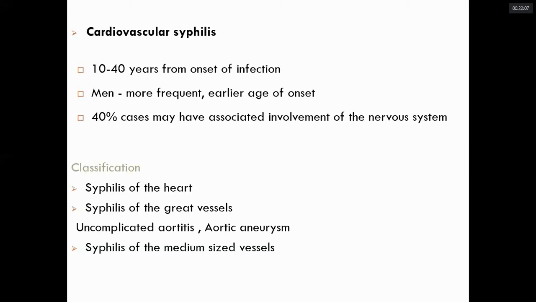Cardiovascular syphilis is seen 10 to 40 years after the onset of infection, and men are more frequently affected than women. And 40% of cases of cardiovascular syphilis may have involvement of the nervous system also. The classification of cardiovascular syphilis is syphilis of the heart, syphilis of the great vessels, which involves uncomplicated aortitis and aortic aneurysm, and syphilis of the medium-sized vessels.